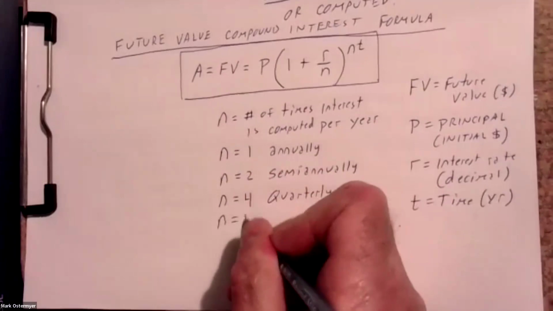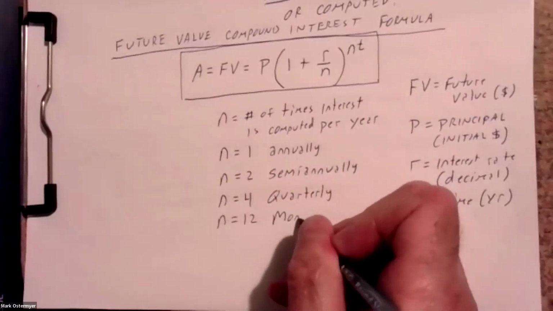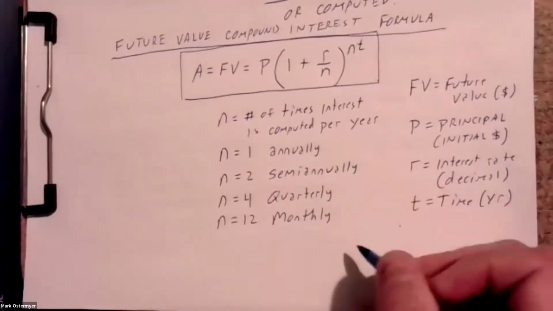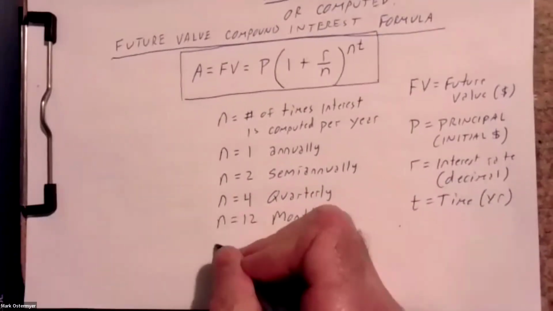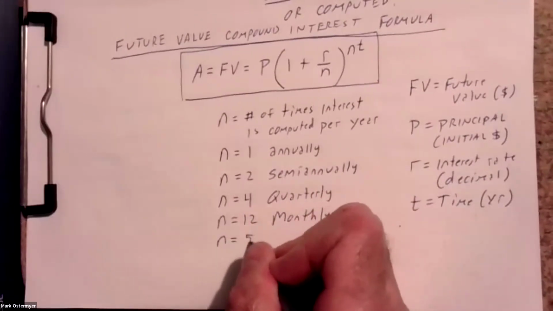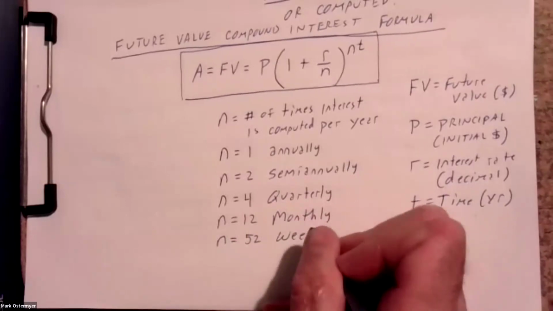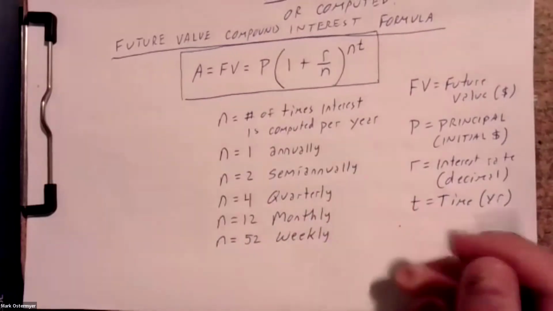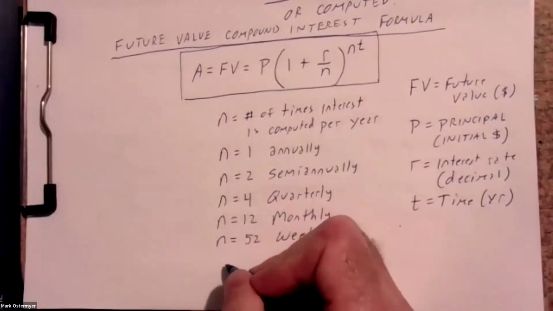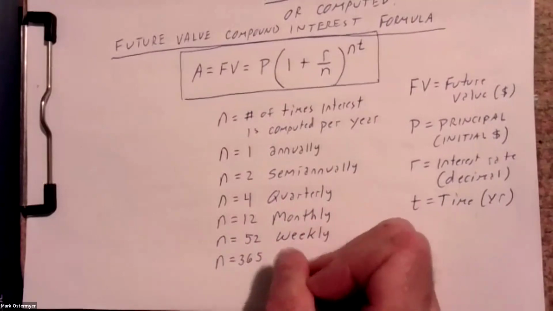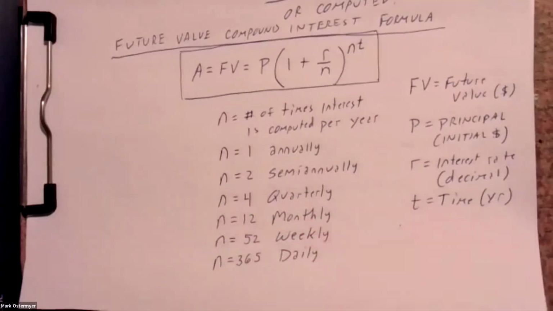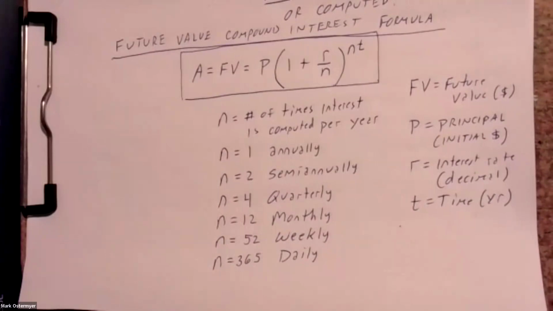If N is equal to 12, the interest is computed monthly, 12 times per year. If the interest is computed weekly, then N would be equal to 52, 52 times per year, 52 weeks in a year. If the interest is computed daily, then N would be equal to 365. So these are typical values for N that are used in this future value compound interest formula.